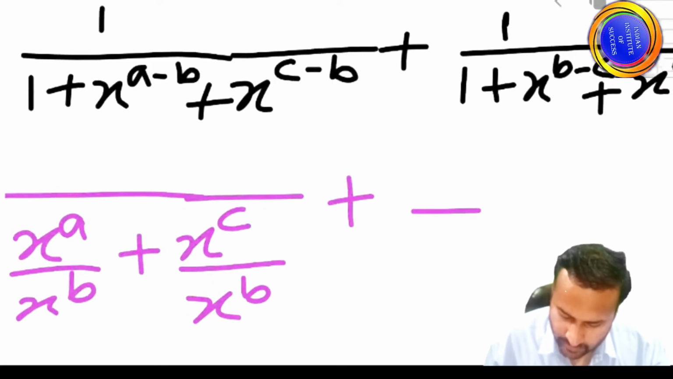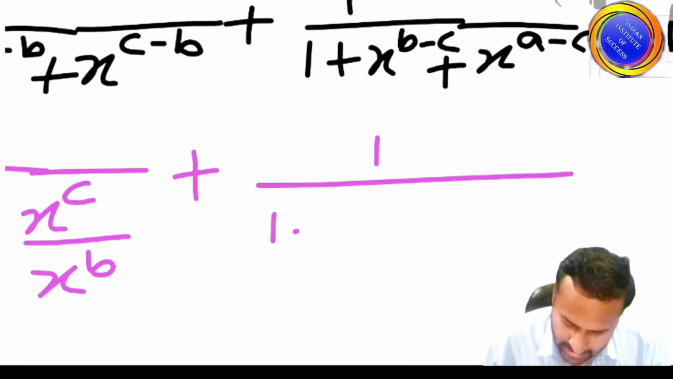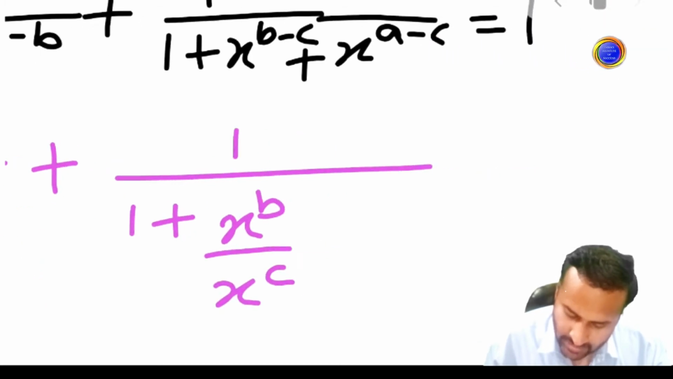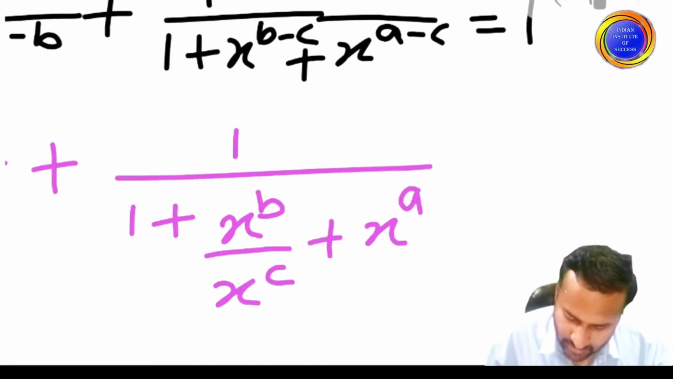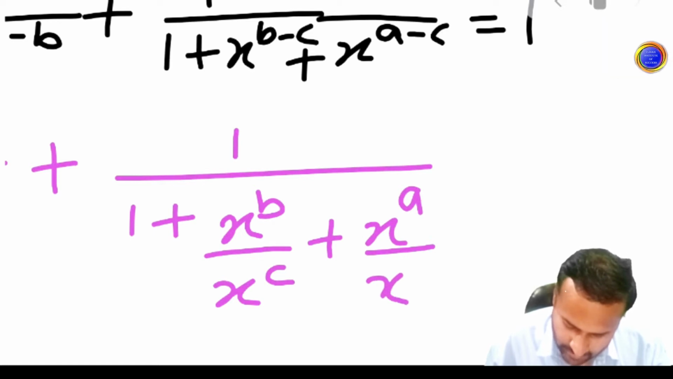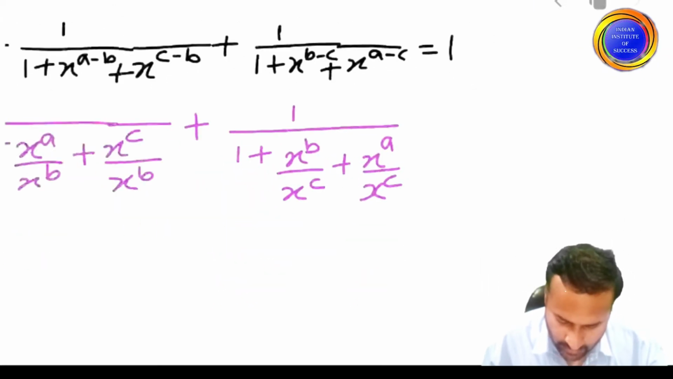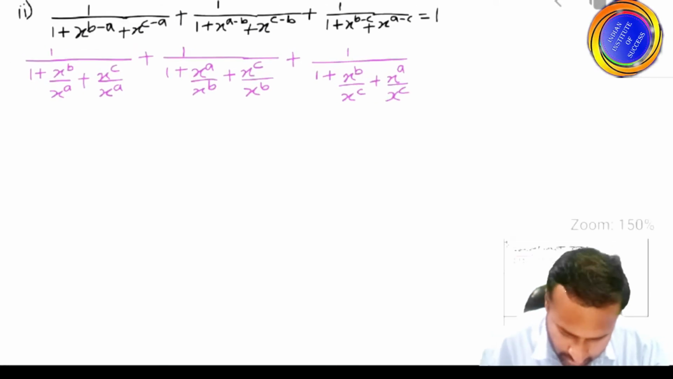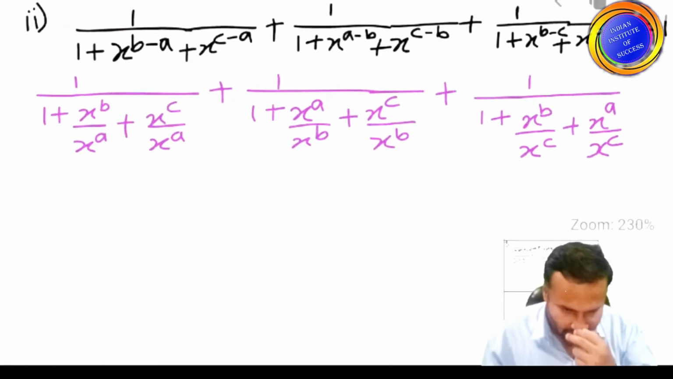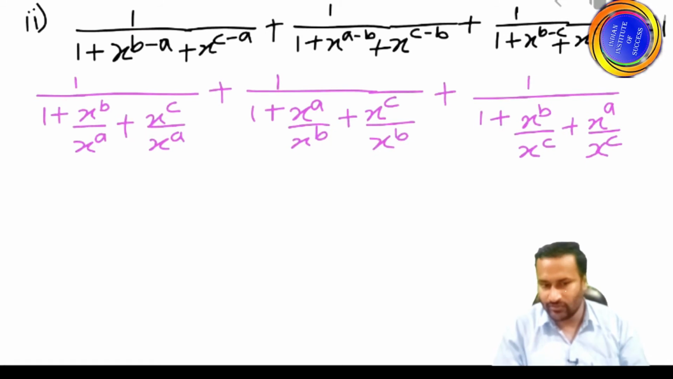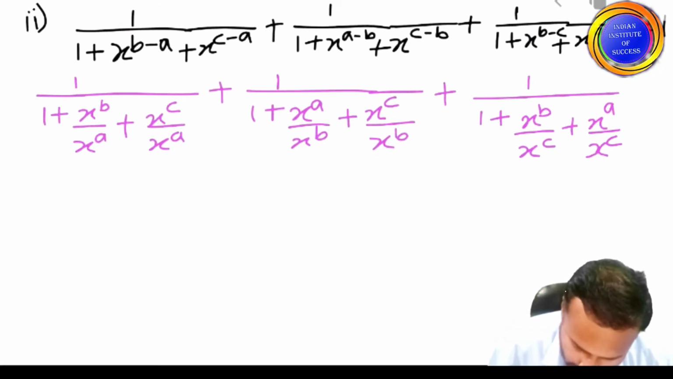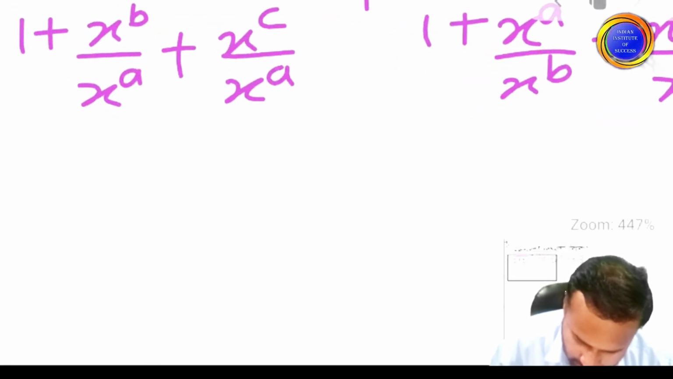plus 1 upon 1 plus x raised to power b upon x raised to power c plus x raised to power a upon x raised to power c. Now students, what we have to do is the same thing: take the LCM here and join them. Now we know that this will become like this.